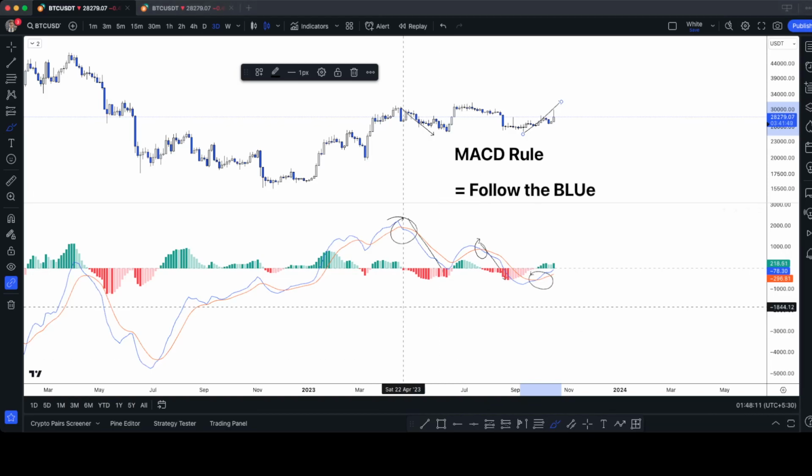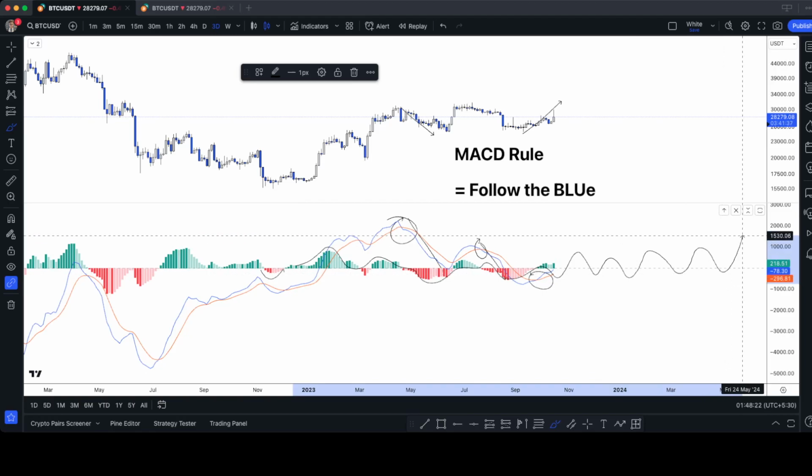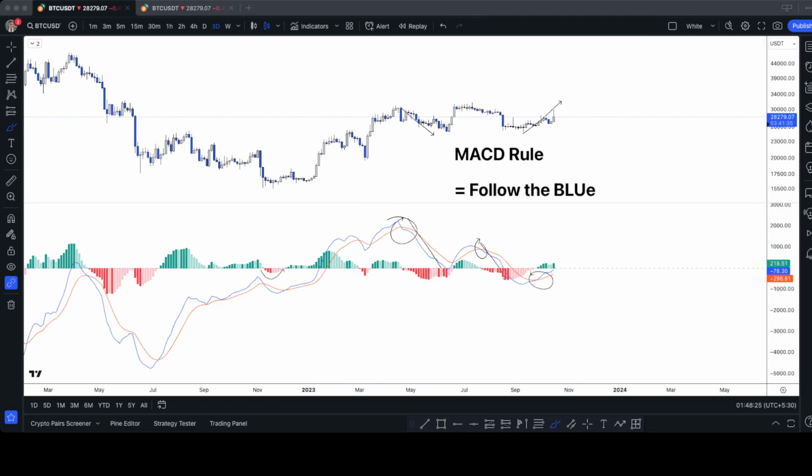And the green boxes are just showing you the volume strength. It's increasing, it's decreasing, and they just move like this. So yeah, there is nothing more to know about this.